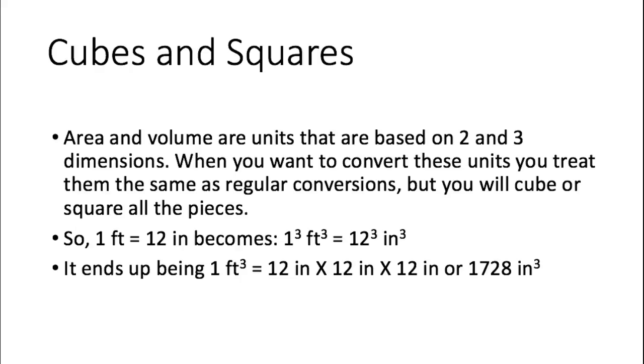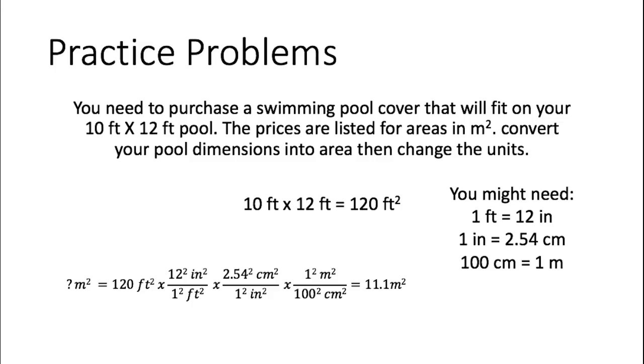So let's look at how this works in a problem. You need to purchase a swimming pool cover that will fit on your 10-foot by 12-foot swimming pool. The prices are listed for areas in meters squared. So you need to convert your pool dimensions into area and then change the units. So to get the area, we're going to take our 10 feet times our 12 feet, and we get 120 foot squared. Then to convert that to meters squared, we're going to start with our 120 foot squared.